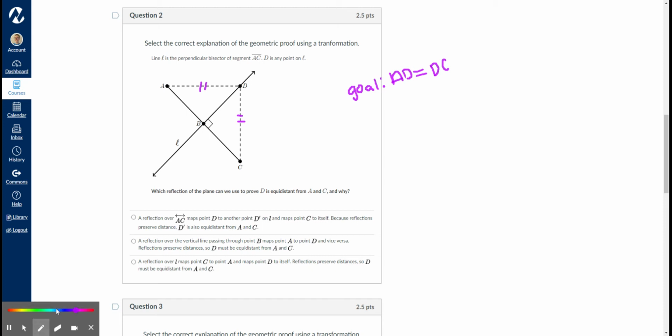And based on what it said in the problem, L is the perpendicular bisector, so AB is congruent to BC. That is given. Given: AB equals BC.